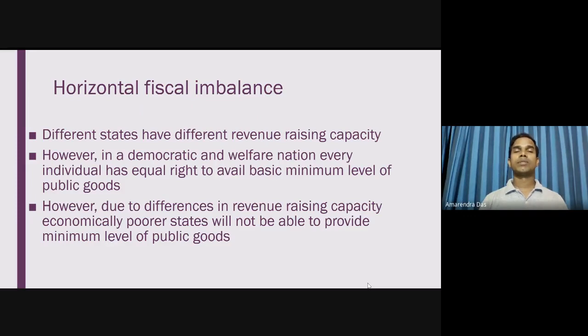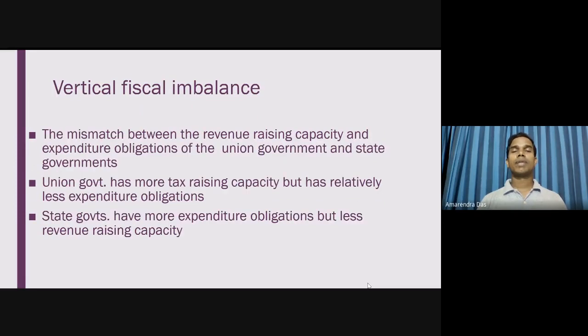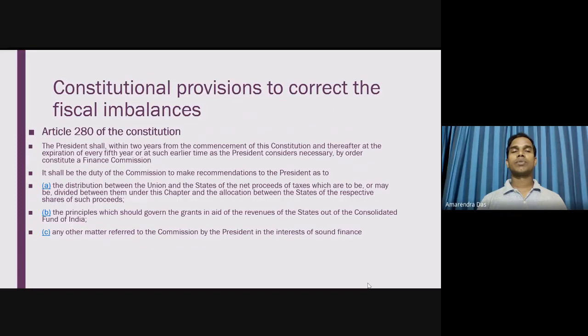That means some states have more revenue raising capacity, and so some other states will have less revenue raising capacity. So some states will be able to spend more, and some other states will not be able to spend more. So this will create a horizontal fiscal imbalance. And to correct both the vertical fiscal imbalance and horizontal fiscal imbalance, the Constitution has made a provision.